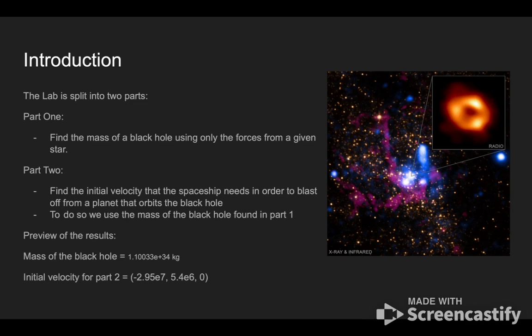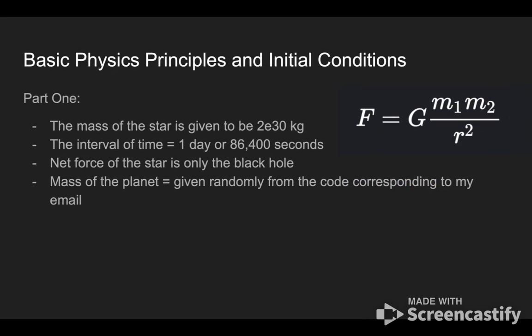So the previous results: we have the mass of the black hole is 1.1 times 10 to the 34 kilograms, and the initial velocity for Part 2 that we found to be negative 2.95 times 10 to the 7th, 5.4 times 10 to the 6th, and 0. So for the basic physics principles used, the mass of the star is given to be 2 times 10 to the 30th kilograms, and the interval of time is 1 day.